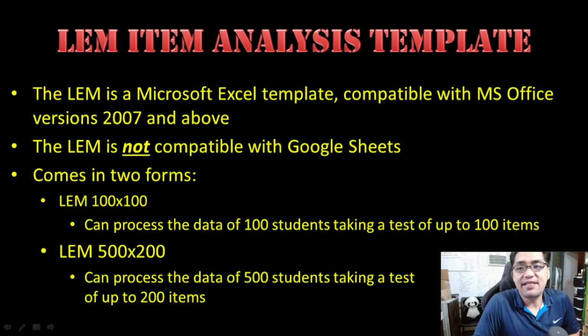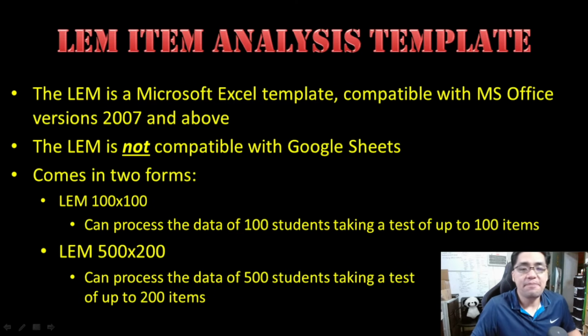This item analysis template is a Microsoft Excel template. So I'm sure that most of our teachers already have Microsoft Office in their computers or laptops. It is compatible with Microsoft Office versions 2007 and above. This template unfortunately is made to not be compatible with Google Sheets because the auto-saving and the online nature of Google Sheets really screws up the calculation and some of the formulas. So this can only be used offline in Microsoft Excel.